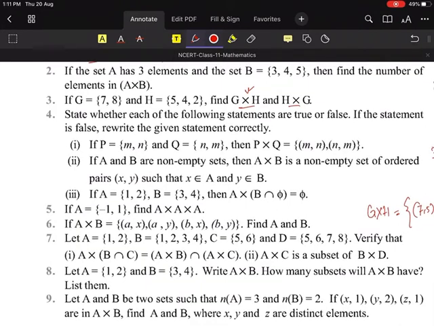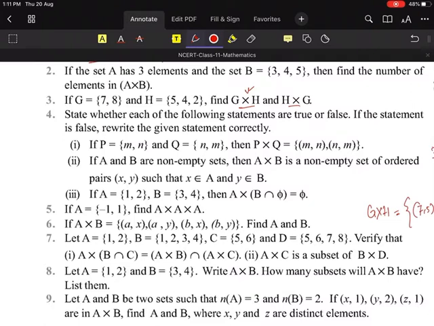Now let's move on to question number 4. State whether each of the following statements is true or false. If the statement is false, rewrite the given statement. Okay, so now let's do the first statement. Here it says if P = {m, n} and Q = {n, m}, then P cross Q is equal to this. So is it true?